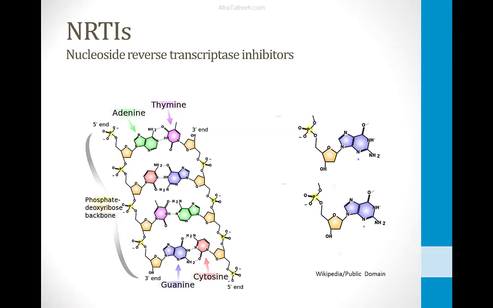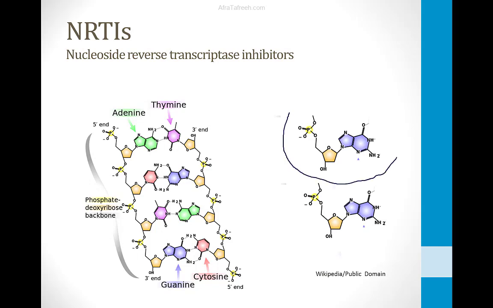The next class of HIV drugs I'm going to discuss are the reverse transcriptase inhibitors, and before we can discuss these drugs, we have to review the structure of DNA, because recall that the job of reverse transcriptase is to synthesize DNA using RNA as a template. So let's look on the right side of the screen here.